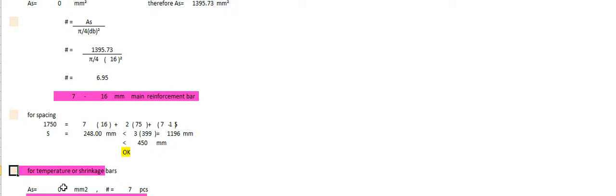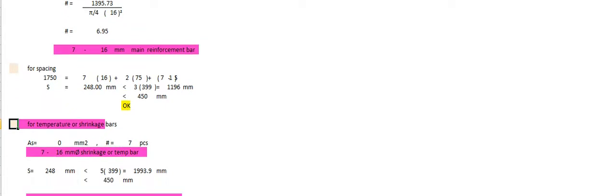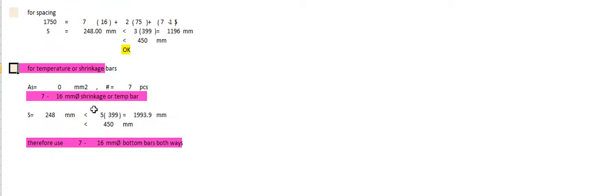For temperature or shrinkage bars, same as the number of main reinforcement above, so 7 numbers of 16 mm shrinkage or temperature bars with spacing 248, therefore use 7 number 16 mm bottom bars both ways.